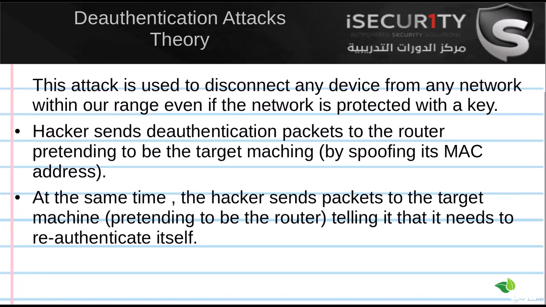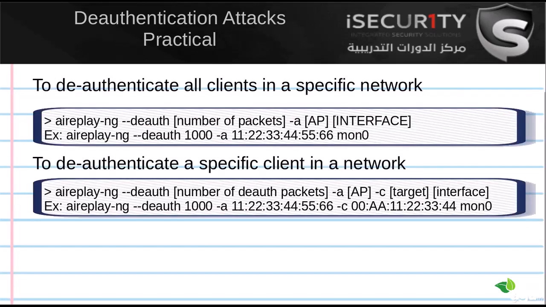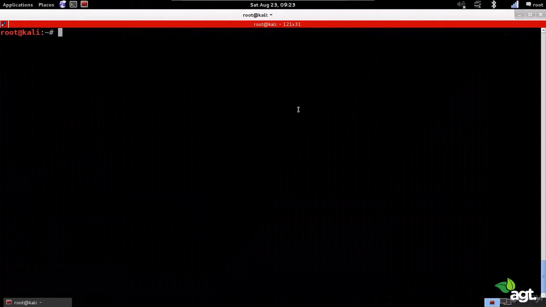We're going to use a tool called aireplay-ng to do it. So let's see how we can do that. First of all, we're going to need to run airodump-ng on the target network because we want to see which clients are connected to it. So we want to see what devices are connected to this network.